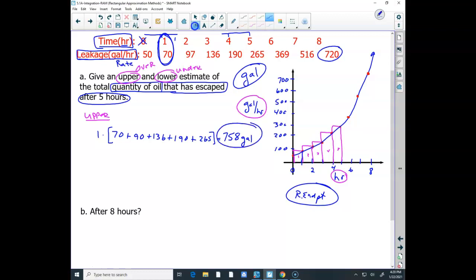I'm taking hours times gallons per hour, which cancels out, and I'm left with just gallons. So my lower estimate, I guess I should call it my lower estimate, not my underestimate. All right, I'm going to make it red. I'm going to say lower, or my underestimate.